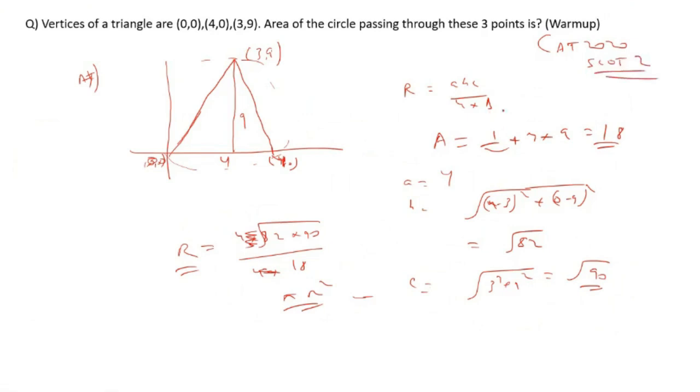So again, pretty straightforward. Simple distance formulas, nothing too high-fi, and just the fact that the area of a circle passing through 3 points is the circumcircle, and this formula needs to be known. That's it. So any doubts up till this point?